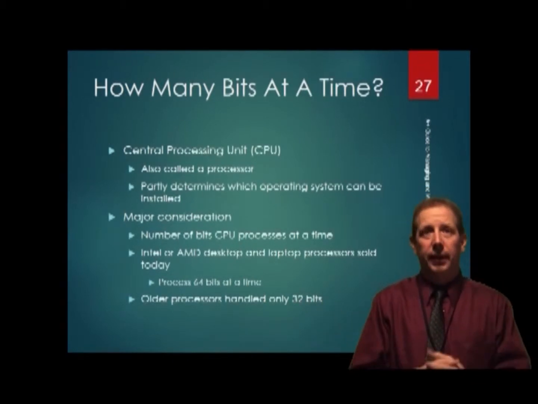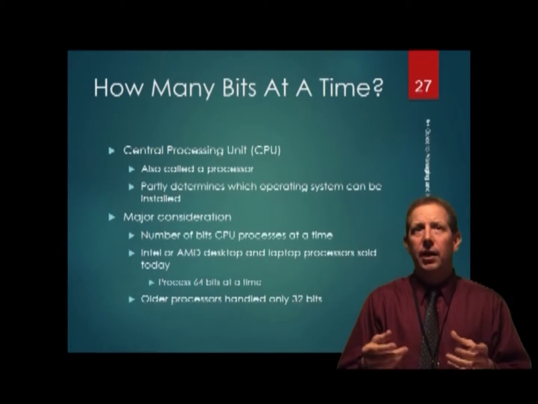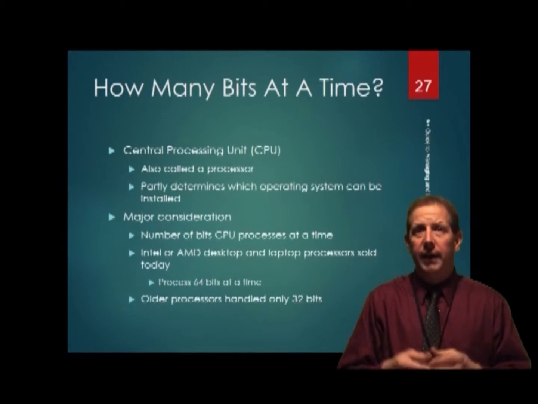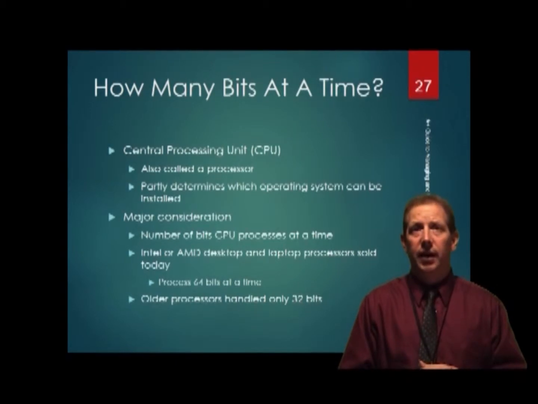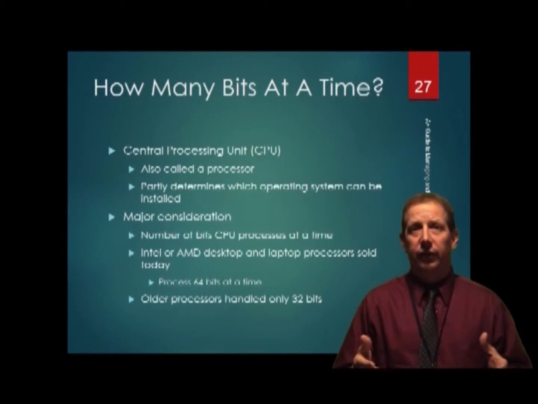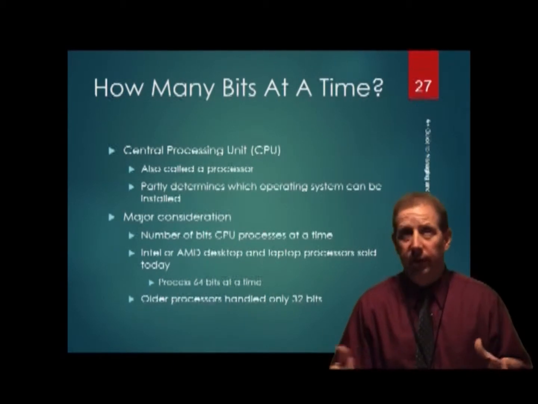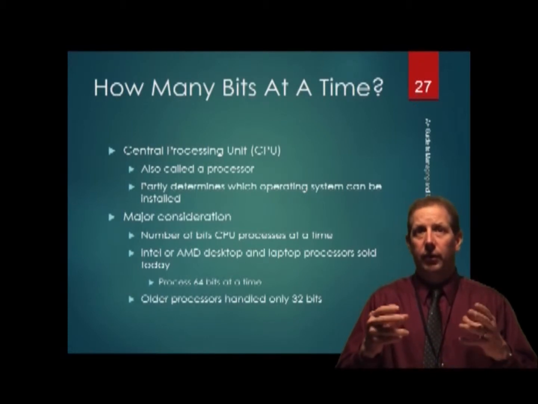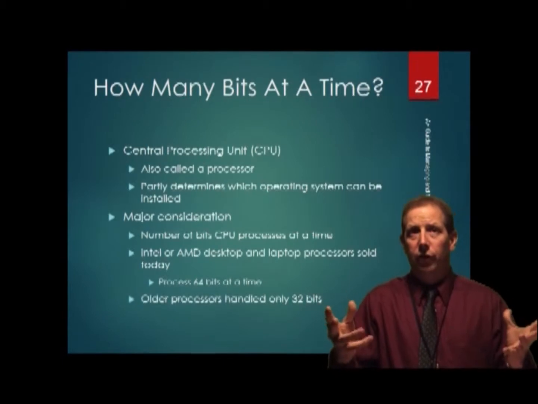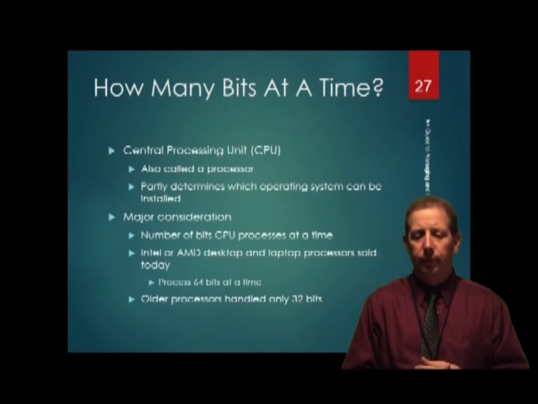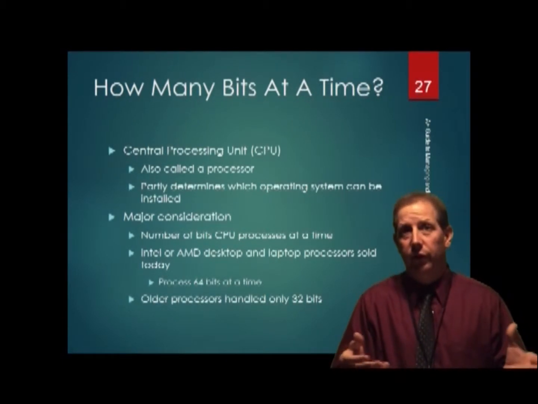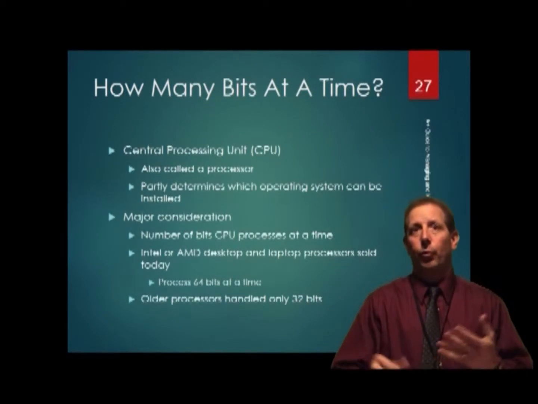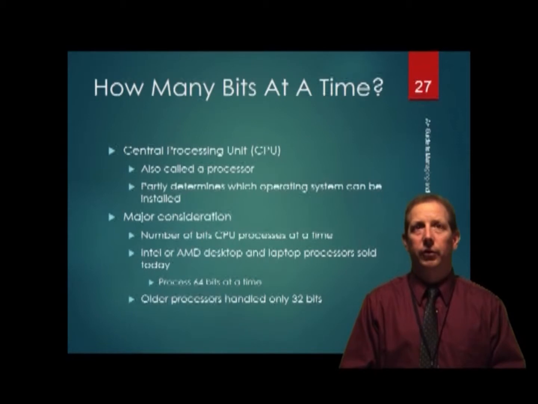Now, all desktop and laptop processors sold today are either from AMD or from Intel. They can process 64 bits at a time, but older processors handled only 32 bits at a time. To know which type of operating system to install, you would need to know if you have a 64 or 32-bit operating system. You need to be aware of three categories of processors to determine what operating system you're going to install.